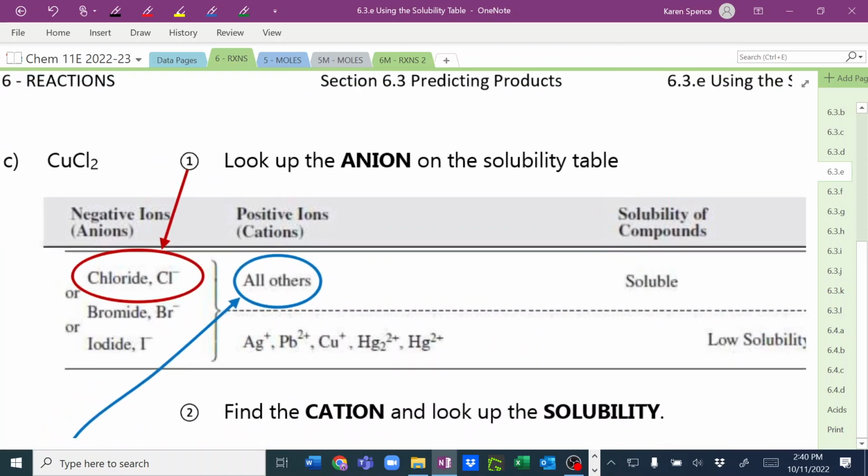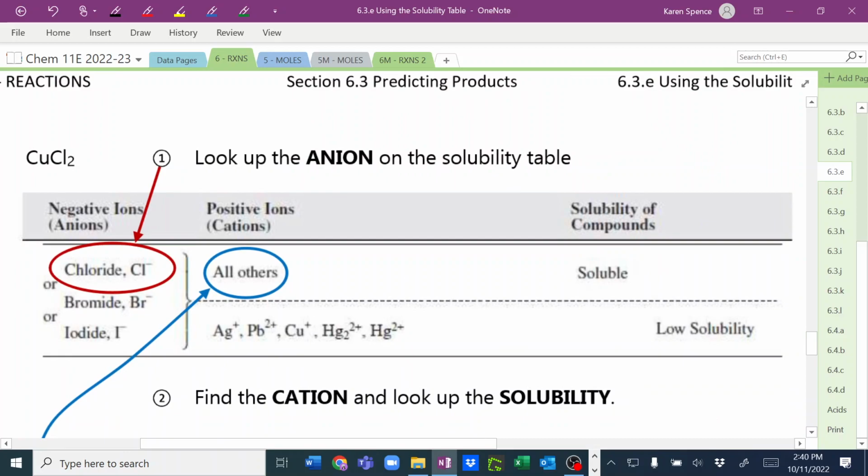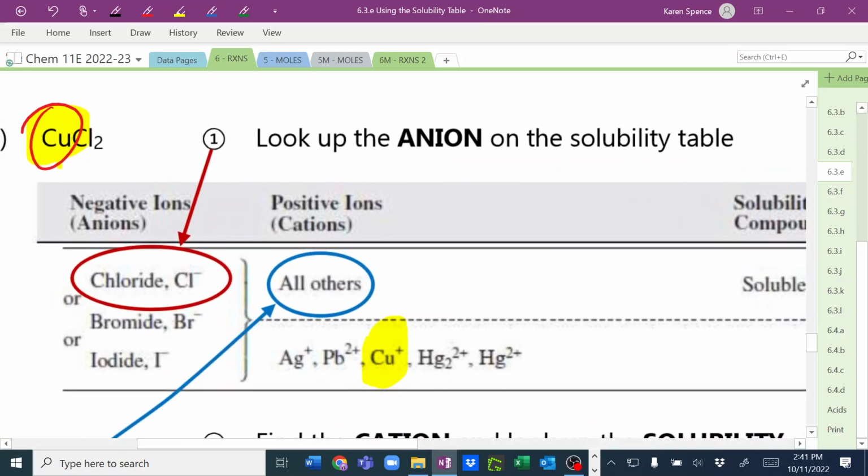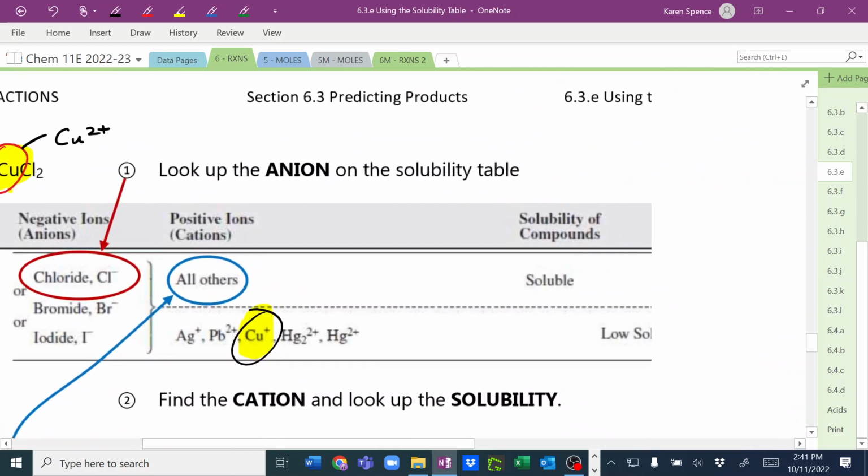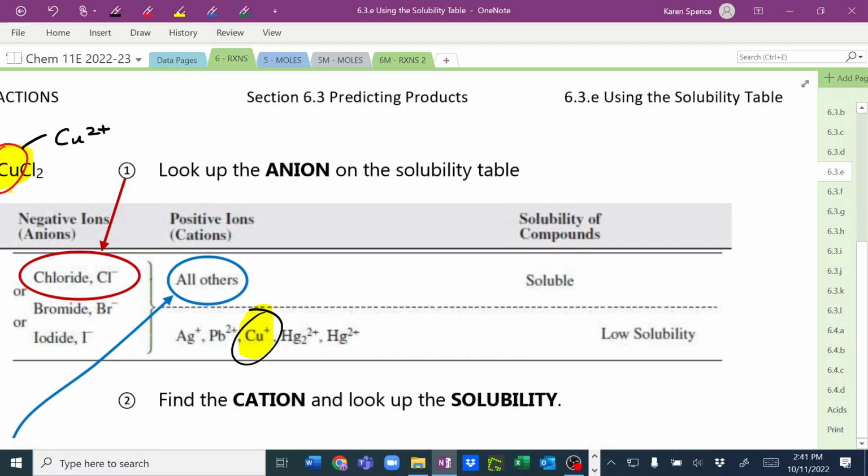Copper 2 chloride. I bring this one to your attention on purpose, okay? Because people will look at this and they'll be like, copper, oh look. What's the problem with that? Yeah, this copper here is copper 2 plus, right? Because it's with 2 negative chlorides, right? Whereas this copper is copper 1. So copper 1 chloride is low solubility, but copper 2 chloride is in the all others category, okay?